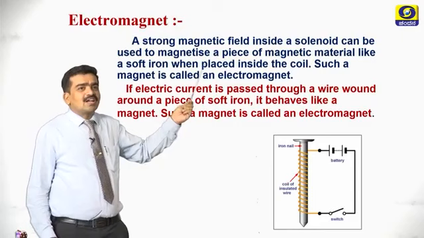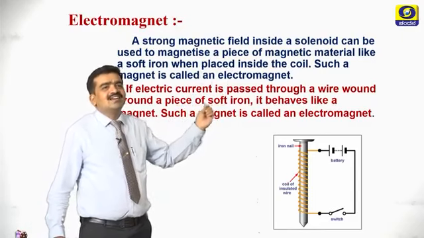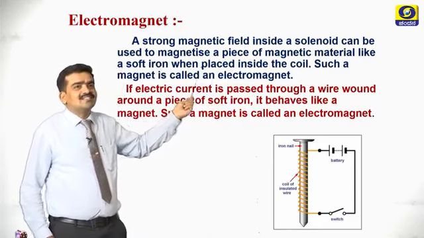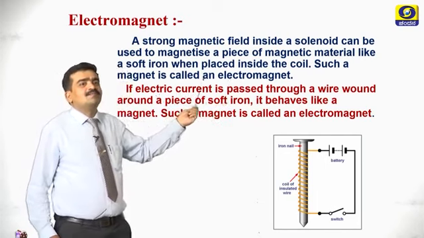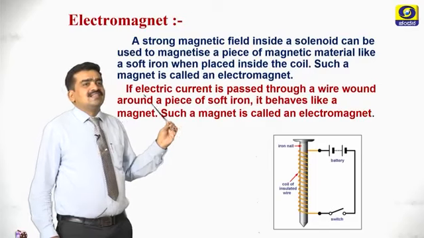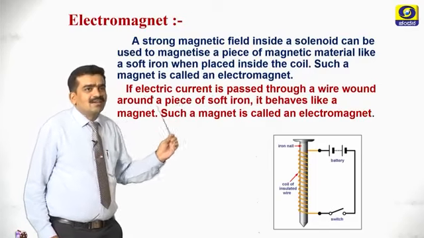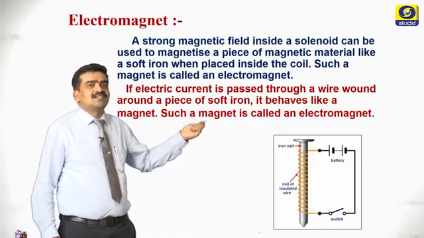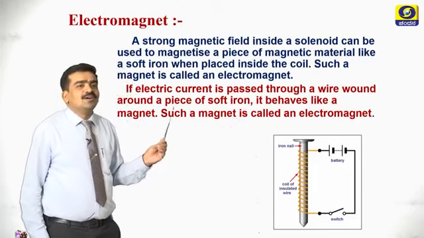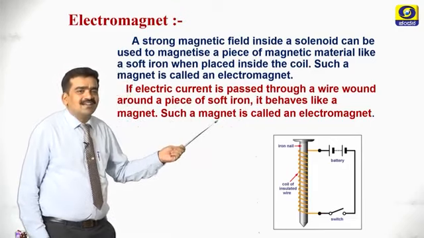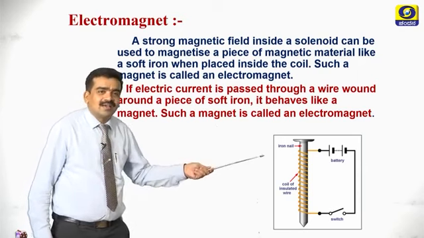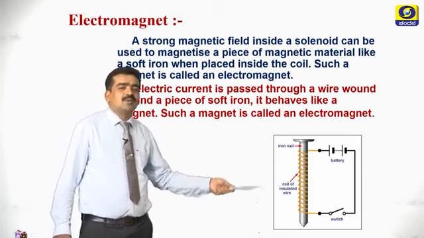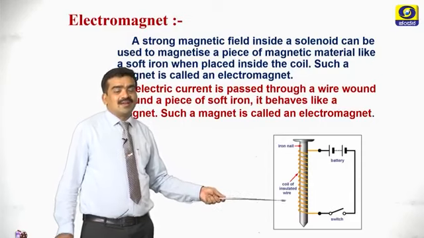A strong magnetic field inside a solenoid can be used to magnetize a piece of magnetic material like soft iron when placed in the coil. Such a magnet is called an electromagnet. Or, when an electric current is passed through a wire wound around a piece of soft iron, it behaves like a magnet. Such a magnet is called an electromagnet. So this is how we prepare an electromagnet.